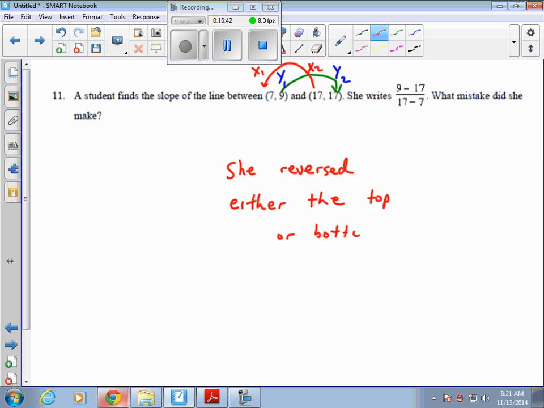It was okay the way she did it on top. It was a little bit unorthodox because we say sub 2 minus sub 1 most of the time, but she reversed either one. If you're going to go one direction, you got to go that way both times. You can't go opposite directions like that.